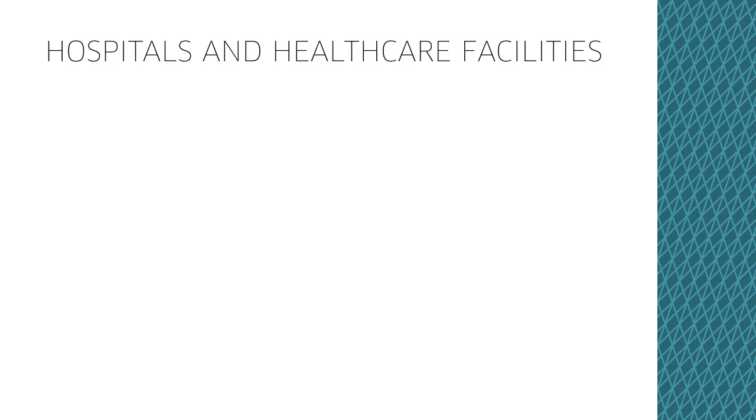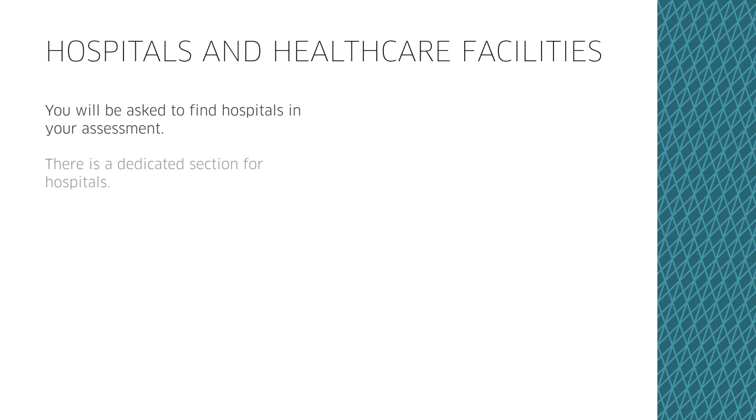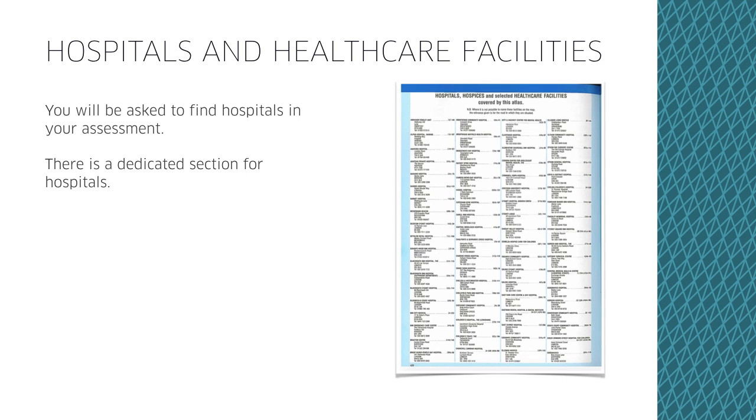Hospitals and healthcare facilities. You will be asked to find hospitals in your assessment. There is a dedicated section for hospitals. This is after the main index, which includes all the street addresses. This section begins from page 426 and goes on till 430.